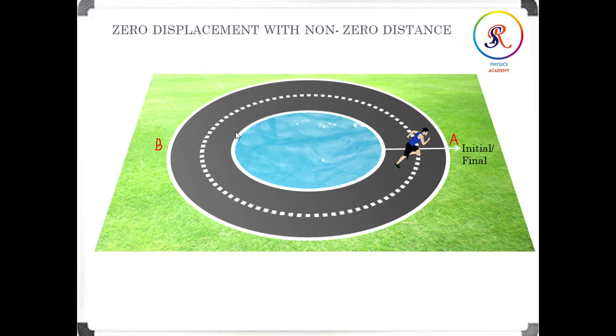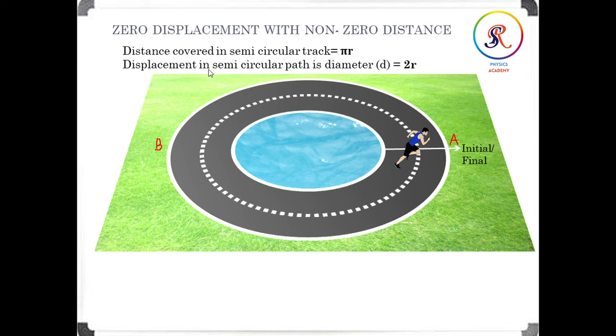Now we will discuss the first case. The distance covered in a semicircle track is pi r. The displacement in a semicircular path is the diameter. What is the diameter here? 2r. You already know that. So for the semicircle, we know distance is pi r and displacement is 2r, where r is the radius of the circular path.